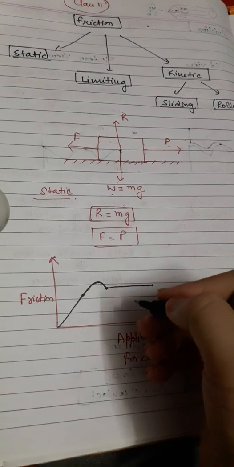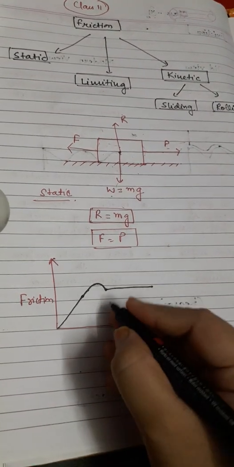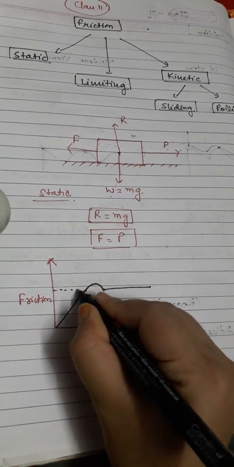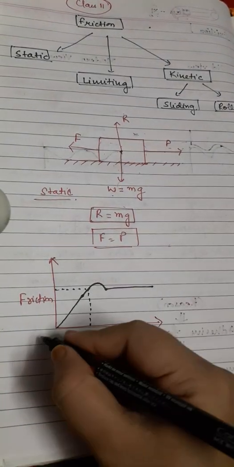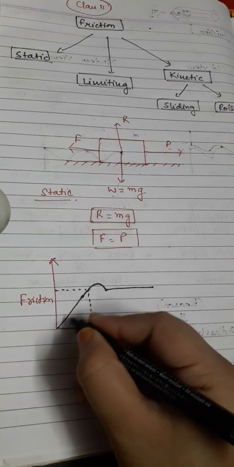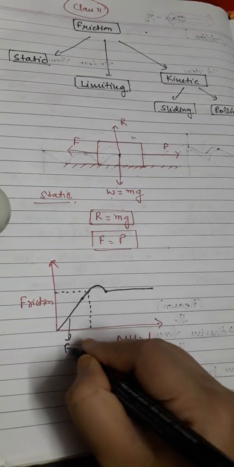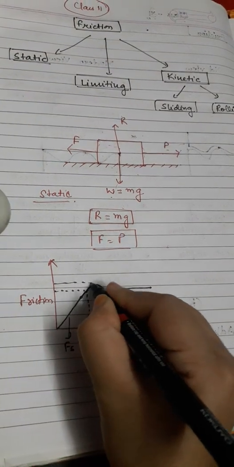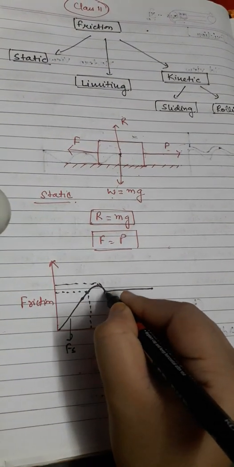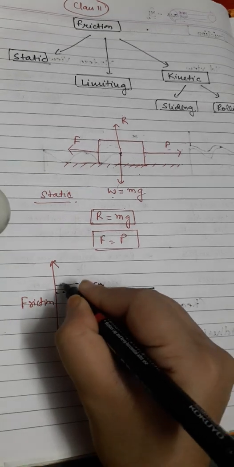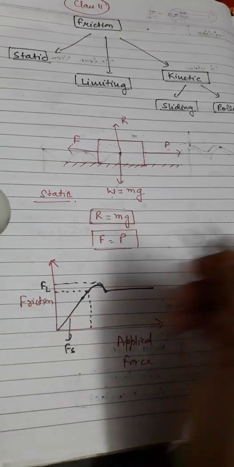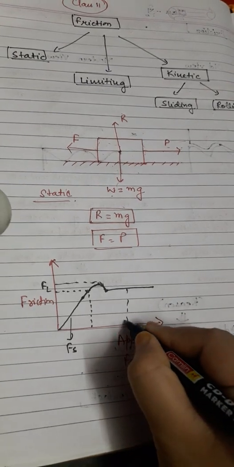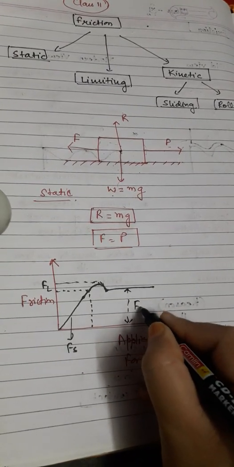So if I segregate these things, how will I do it? Always remember, static friction gradually increases with the increase in the force. So this sloping part can be written as Fs, that is static friction. And this peak, achieving the maximum value of static friction, can be written as Fl, that is limiting friction. And after that, the friction becomes constant with the relative motion, that is Fk.